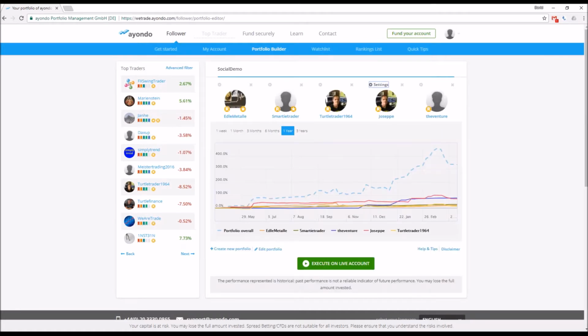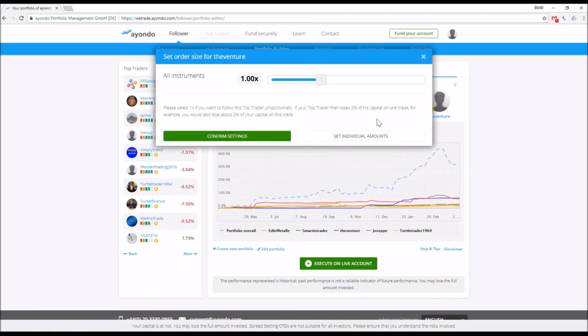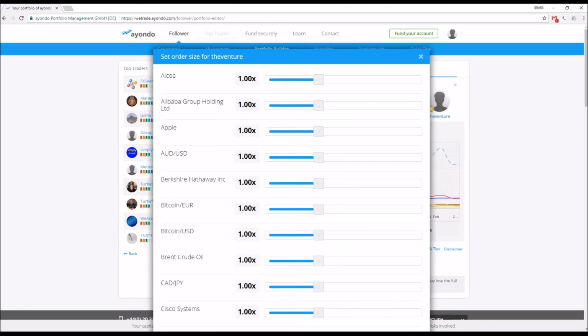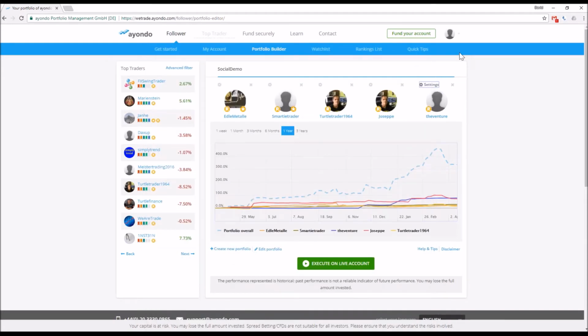There we go, and you can do this for all the traders. So you can go in and change it all, and if you want to, you can set individual amounts, so you can knock the risk up and down for various different markets. Again, for me, I tend not to mess around with it too much and just follow whatever the traders are doing. So that's setting the individual level of risk per trader.